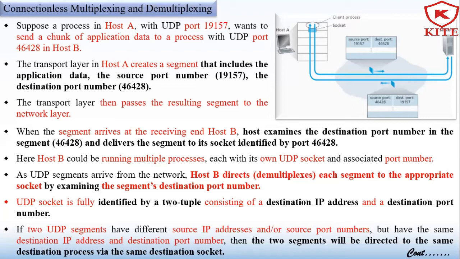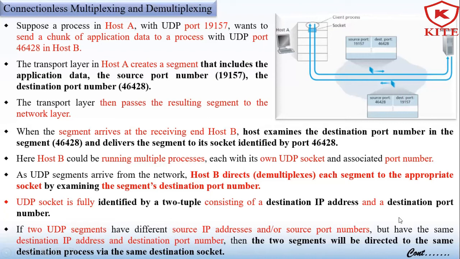Here host B could be running multiple processes, each with its own UDP socket associated with a port number. UDP segments arrive from the network, and host B demultiplexes each segment to the appropriate socket by examining the segment's destination port number. So a UDP socket is fully identified by a two-tuple consisting of the destination IP address and destination port number.